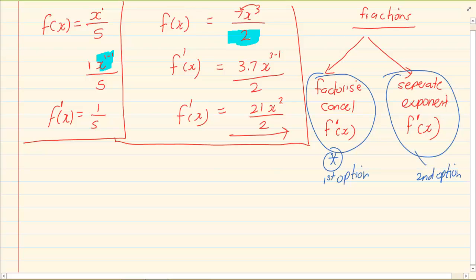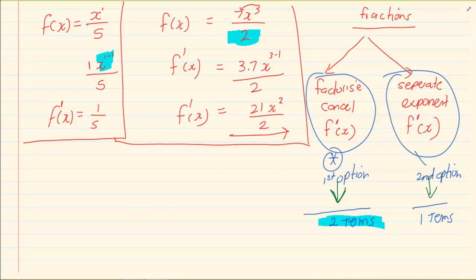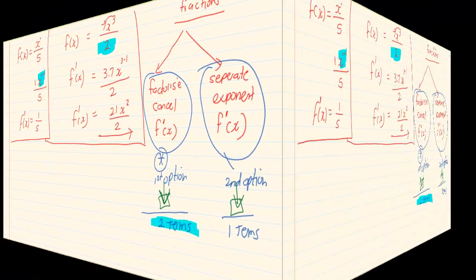But the major giveaway is you must look at the denominators. When the denominators tend to be two terms or more, then it tends to go towards factorizing. But when the denominator is usually one term, then you see it tends to go towards separation. Now let's do an example.